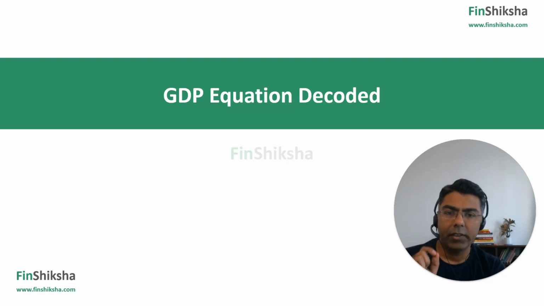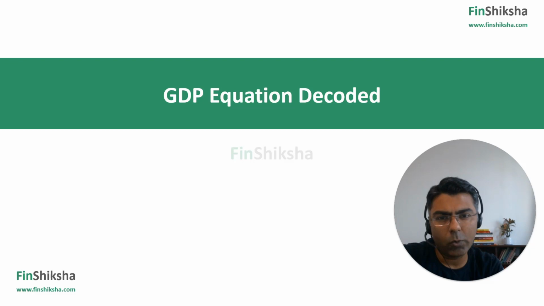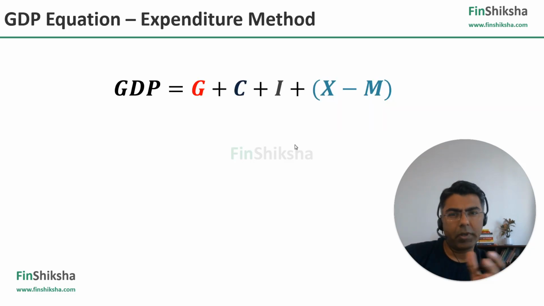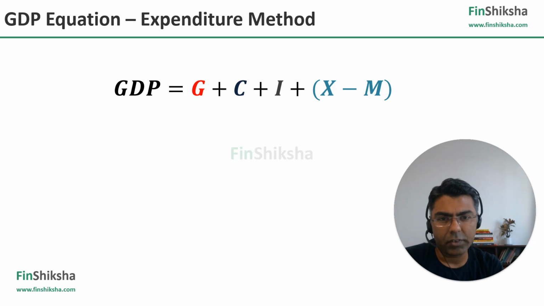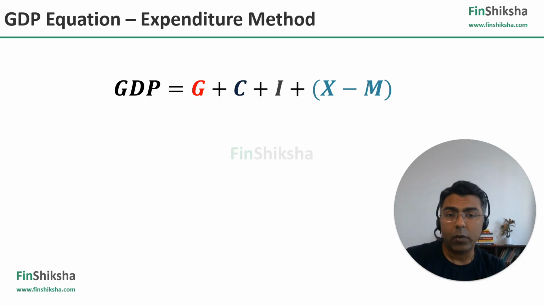Hi, in this video, we are going to try and decode the equation of GDP or gross domestic product. We have all come across this equation of GDP, which is calculated using the consumption or expenditure method that works like G plus C plus I plus X minus M. How does this equation come? What are the key components of this equation? And how do we read this equation to understand what's really going on with an economy? And what could be future steps for the country in order to improve this equation?